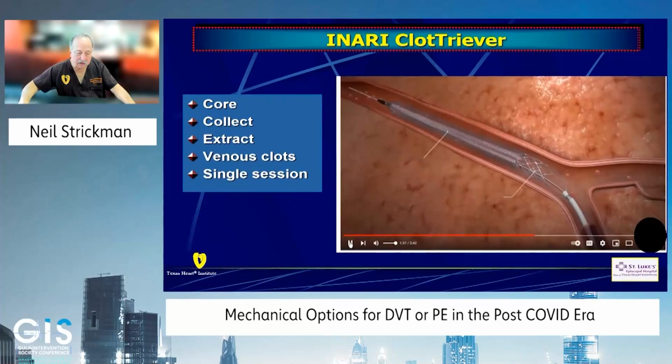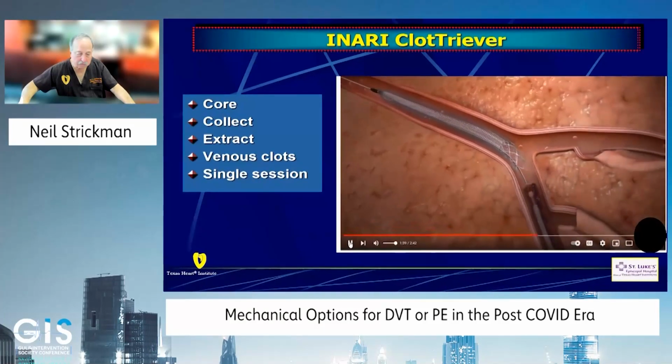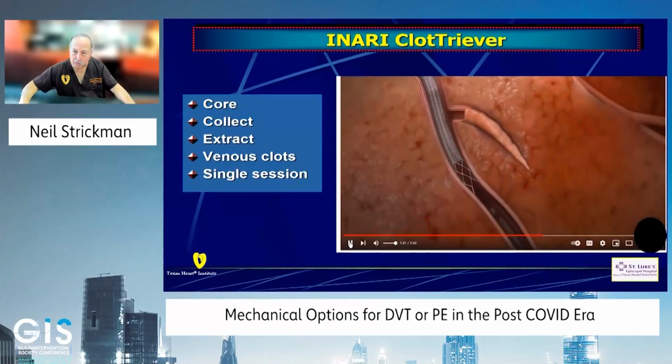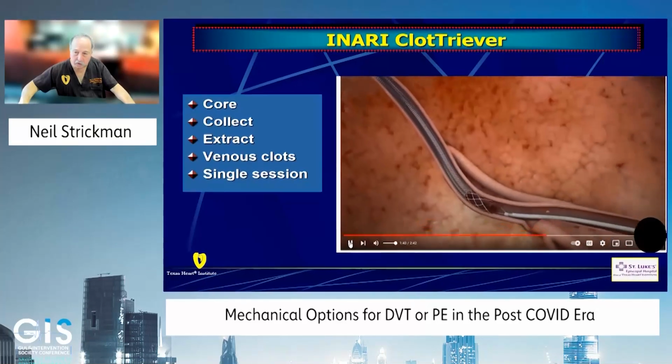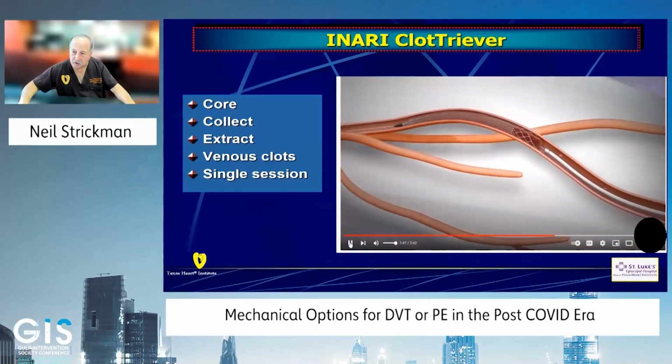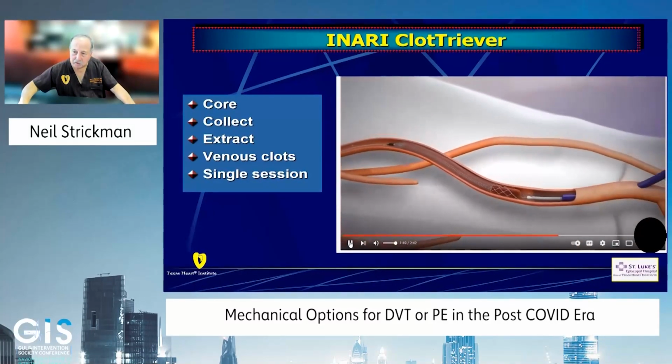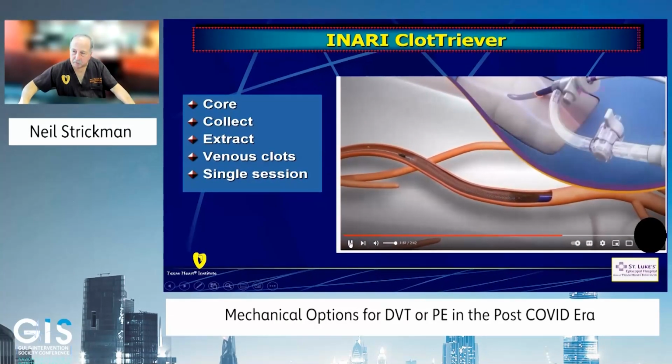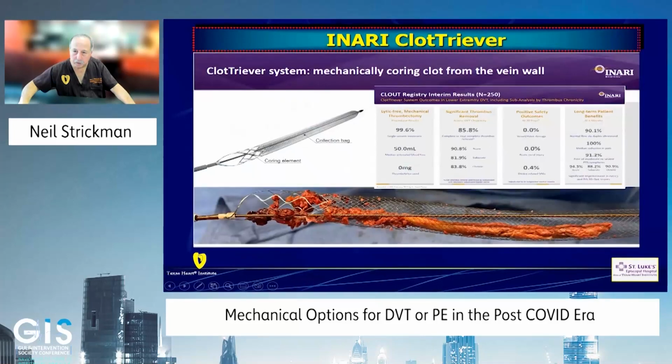We advance the clot retriever beyond the thrombus, and then we pull back the nitinol coring element to retract all of the thrombus into the funnel and then subsequently into the thrombus collection bag. The Inari clot retriever, as shown here, shows all of the thrombus removed in a common iliac and femoral vein.